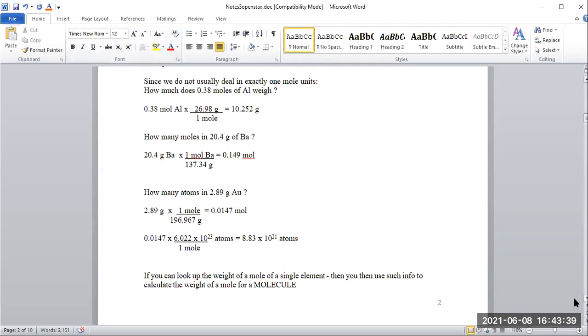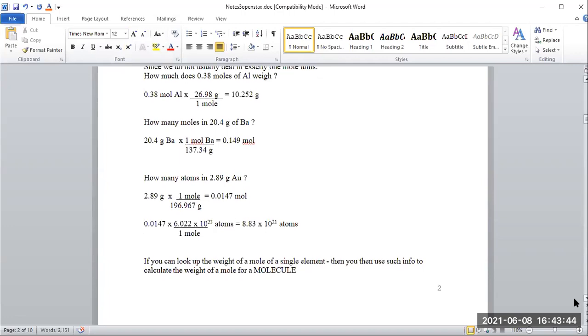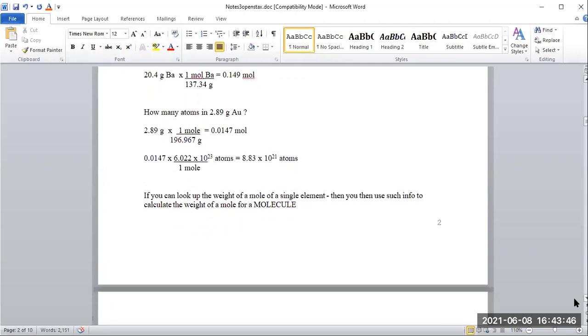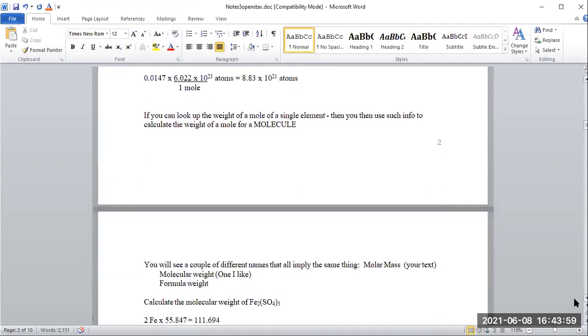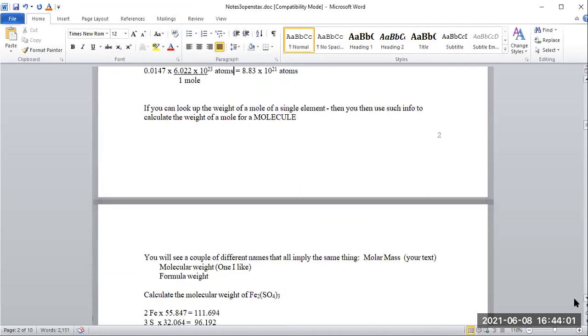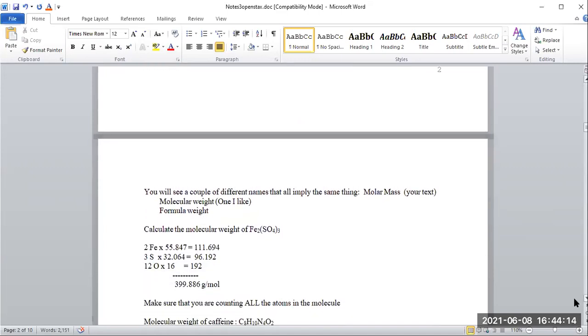So we are digging deeper into utilizing all of this information. Those 3 examples involved doing the calculations for just an element by itself. We need to also then be able to do a similar thing involving a molecule.